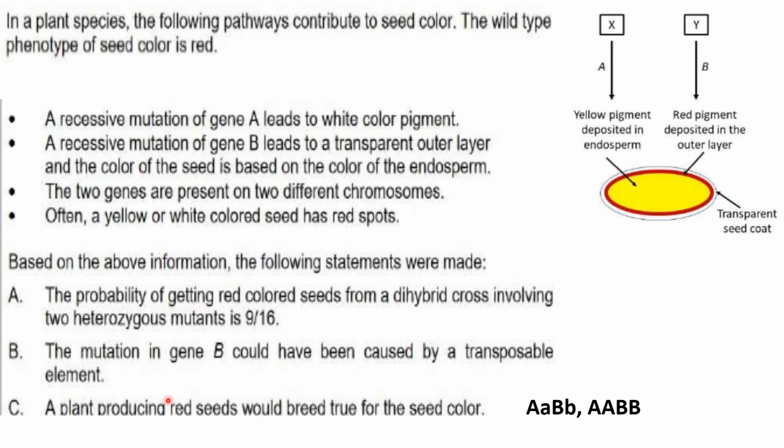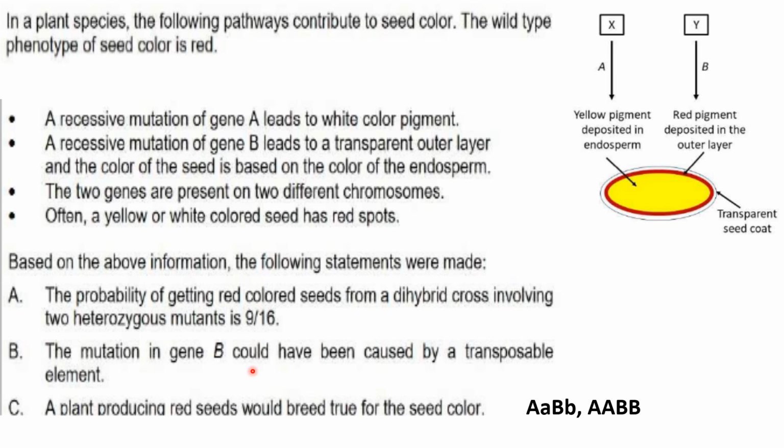So remember that point. Now read the statements. The probability of getting red colored seeds from the dihybrid cross involving two heterozygous mutants is 9:16. Now heterozygous means it is capital A small a, capital B small b. Now for red color to occur, both these genes have to be present in the dominant state. That is A should be dominant, B should be dominant. Only then the seed color will be red. They have already mentioned that showing this pathway. So it is not a Mendelian cross. So you will not get 9:16 ratio.